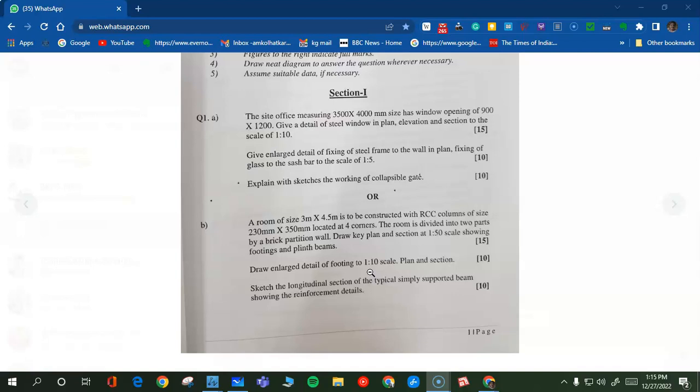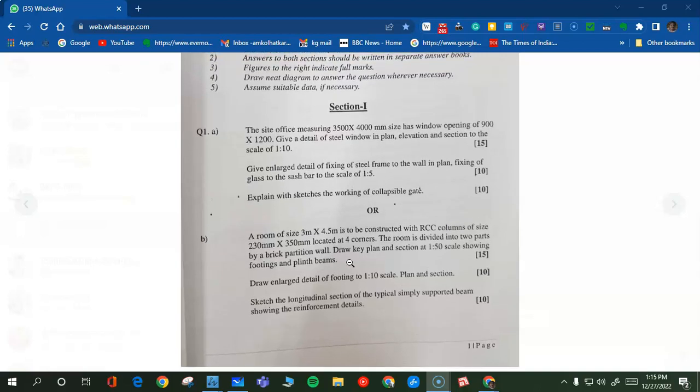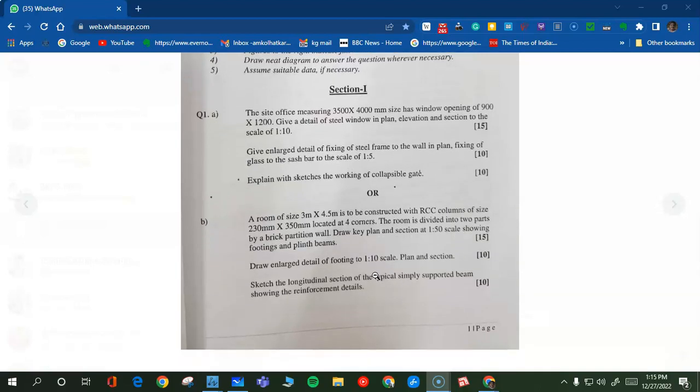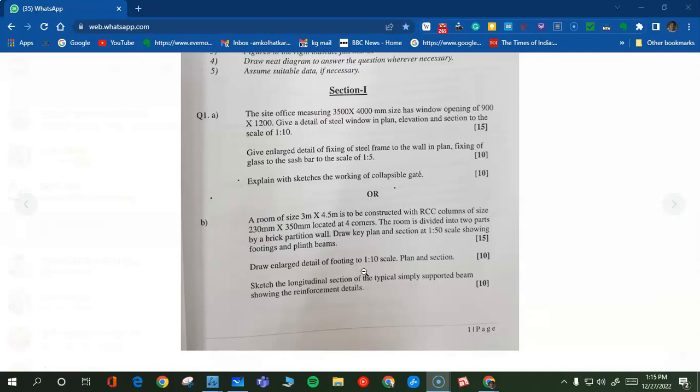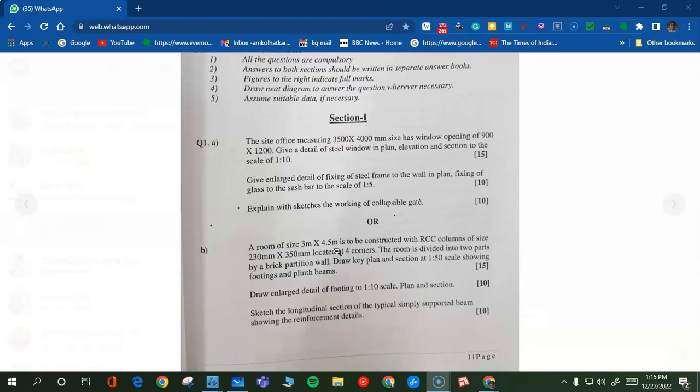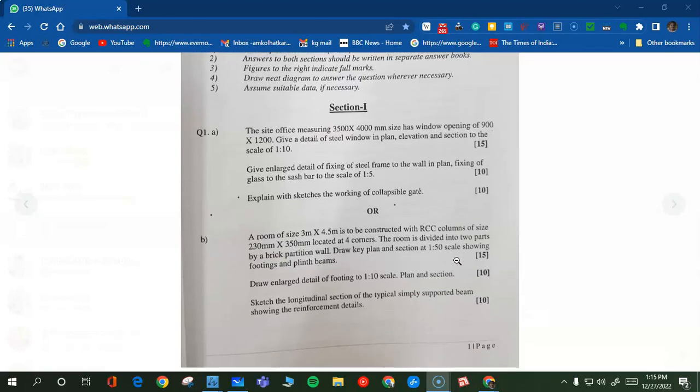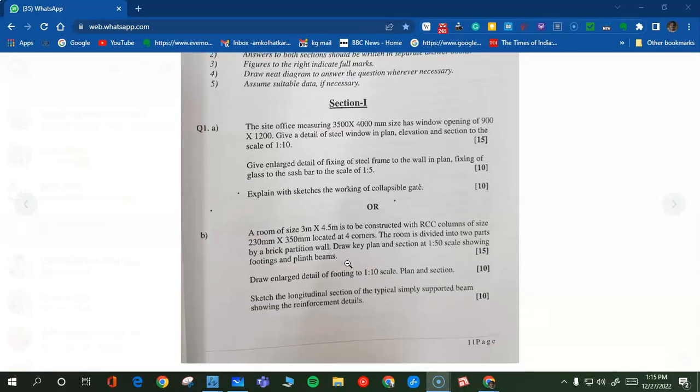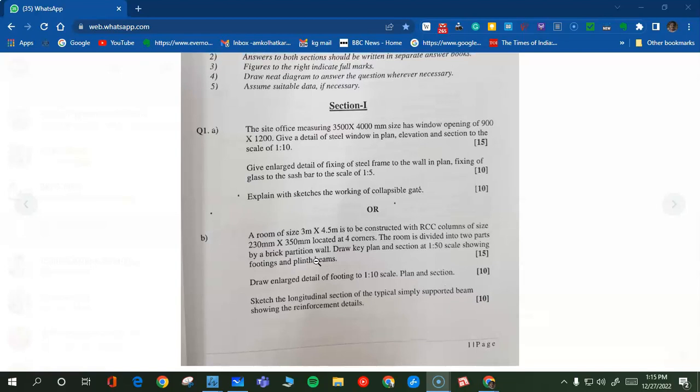different parts. Now if you read the question properly, what they have said is that the room size is 3 meter by 4.5 meter and that room itself has been divided into 2 parts. So they have not specified along which direction the room is to be divided. But logically what we can say is that it should be divided along the length, that is 4.5 meter length. Now they have also said that this room has been divided into 2 parts by a brick partition wall. So what do you understand by a brick partition wall? That the wall has to be of a thickness of 110 mm.